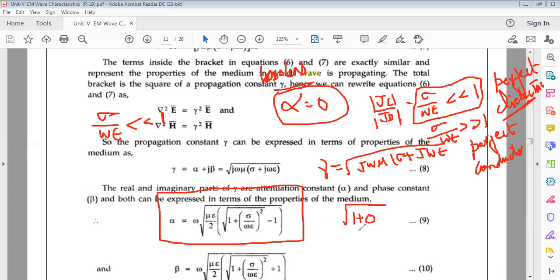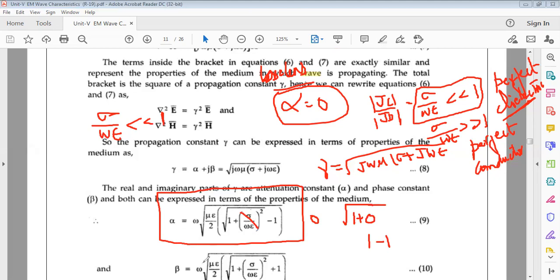Neglecting the term, simply saying that, not 0, neglecting the term. So the square root of 1 is 1 only, and here 1 minus 1. In this square root, sigma by omega epsilon is very much less, meaning compared to this 1, we are neglecting this term. Square root of 1 is 1, and 1 minus 1 is equal to 0. Alpha is equal to 0. So it is a lossless dielectric. Okay, perfect dielectric means it is a lossless dielectric.